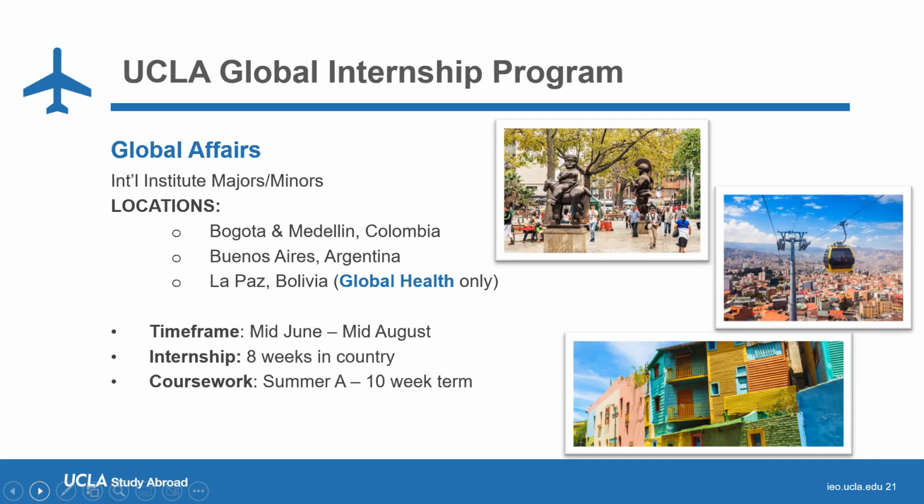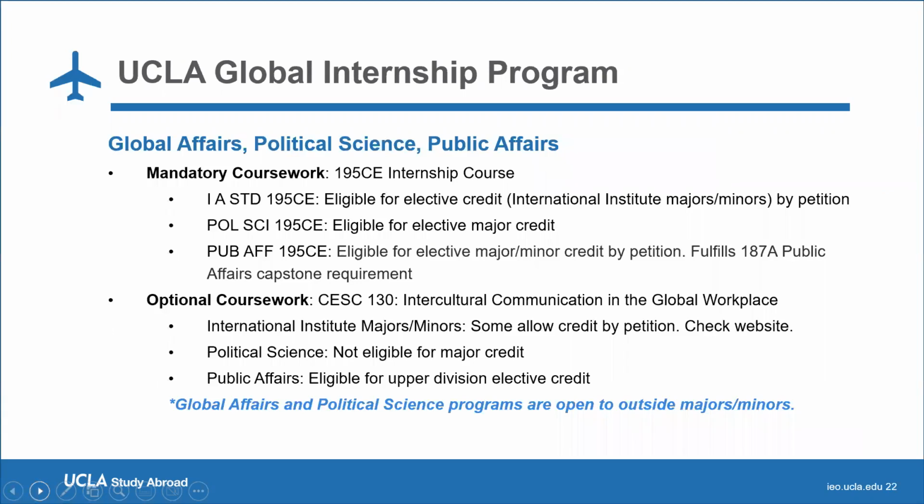And on the next slide, you can see the specifics regarding coursework abroad if you are interested in an internship program. So as you can see here, if you are in Global Affairs, you will be taking the International and Area Studies course. If you're in Political Science, you will take the Poli-Sci course, and so forth. The same with Public Affairs here, you will be taking the 195 CE Public Affairs course. So again, if you're not in one of these disciplines listed, you can speak with IEO to discuss which course you should enroll in on the internship program.